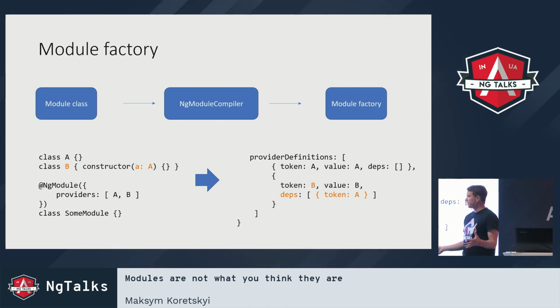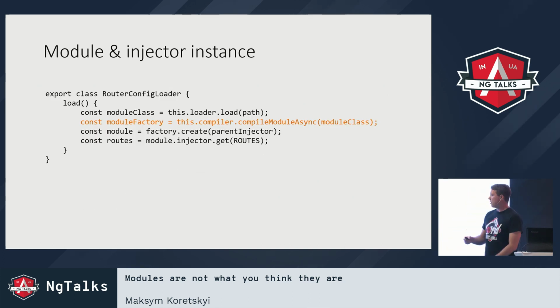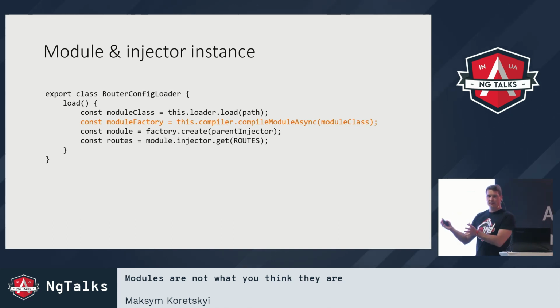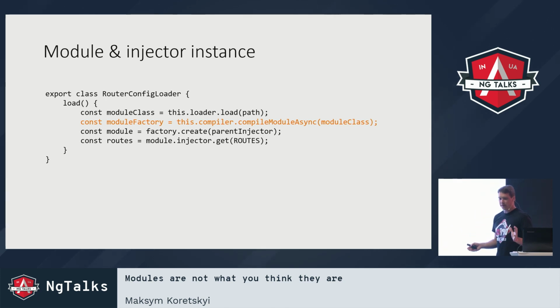So we have this module factory. Now, where is it in this particular gist? It's the second line. Once we've loaded the JavaScript class to the client, we use the compiler and pass in this class, and as output, we get a module factory. Cool. So we have a factory. What do we do with that?